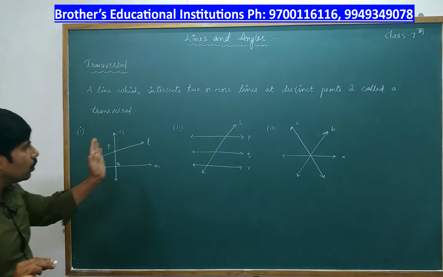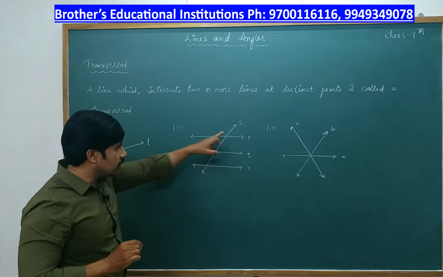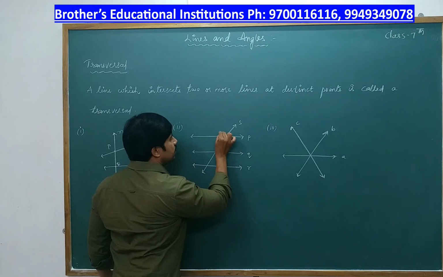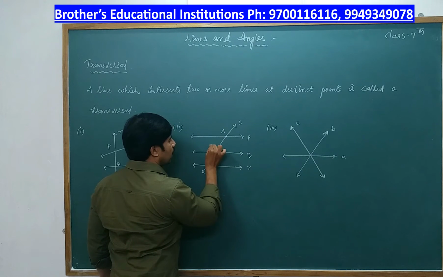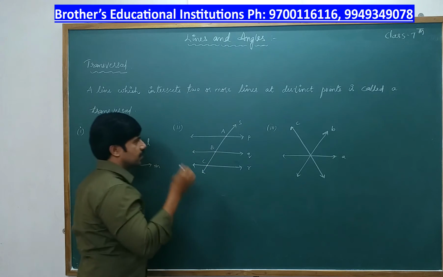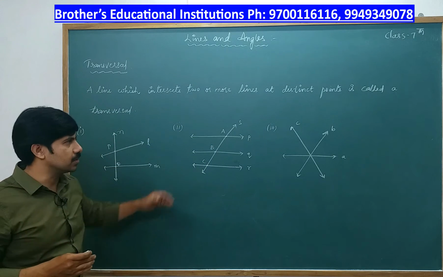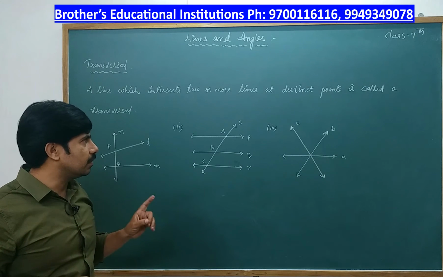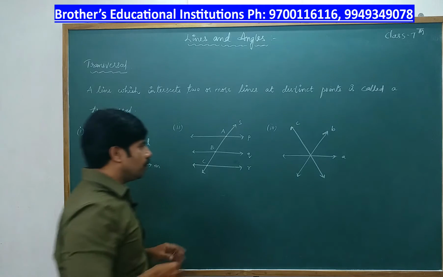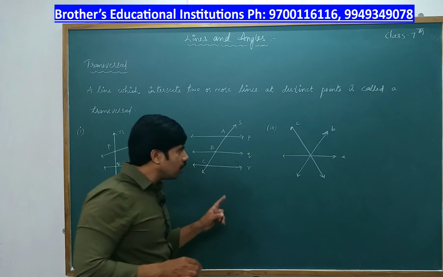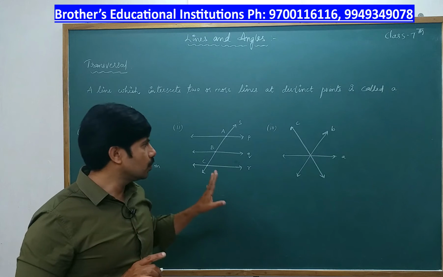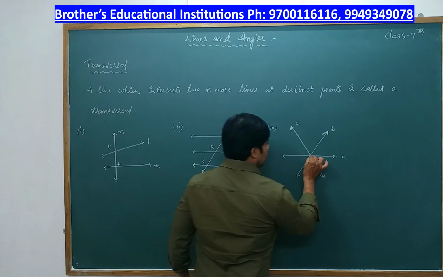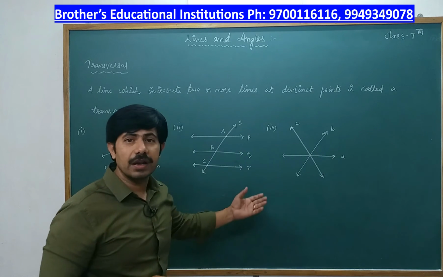Okay, now similarly if you go to the second one, this S is a transversal because this S is intersecting the three lines at three distinct points A, B, C. So this is a transversal. Then after that, a line which intersects two or more lines at distinct points is called a transversal. So here we don't have any transversal because all the three lines are intersecting at one point. So in the third case we don't have any transversal. They are intersecting lines, or we say they are concurrent lines.